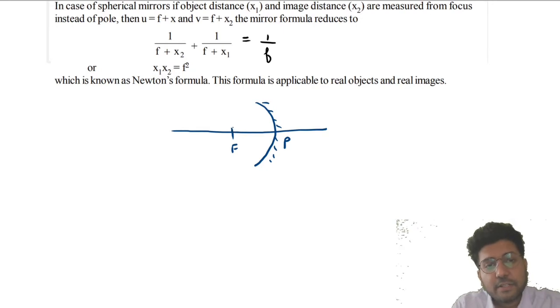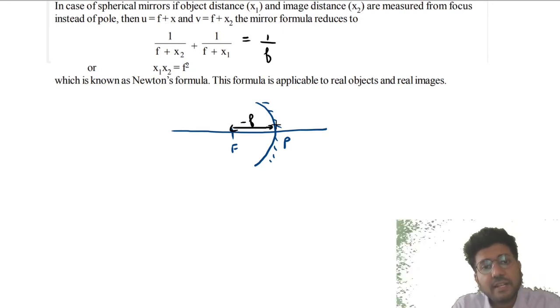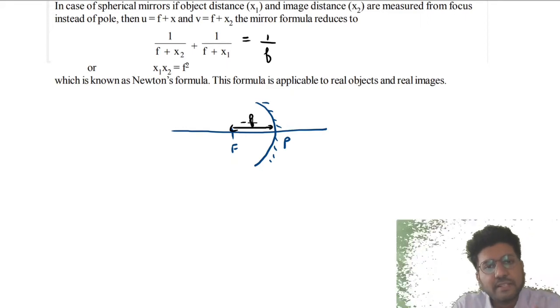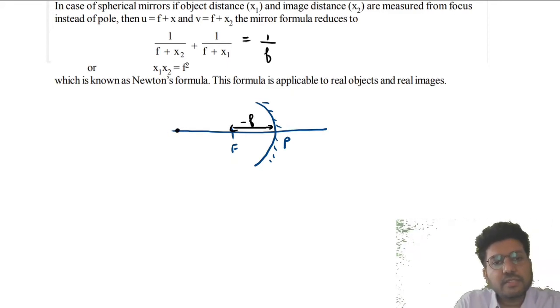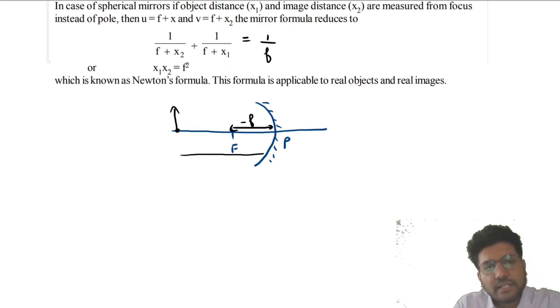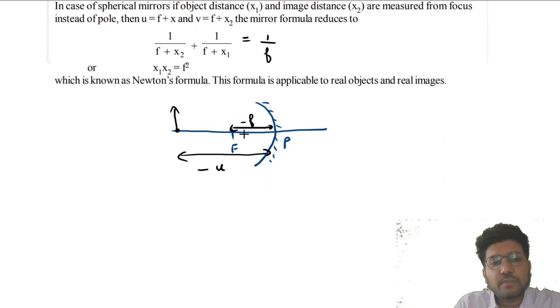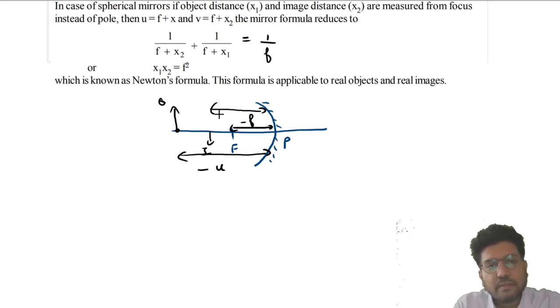So this distance will be how much? This distance will be minus f. Why? Because focus is negative, we need the distance, distance is positive, so I have written minus f. Suppose this is the object and this is the object distance, that is minus u, and suppose a real image is formed. I don't know where the image will be formed, I am just drawing it here. This is the image, and this distance will be minus v, because the image distance is also negative.